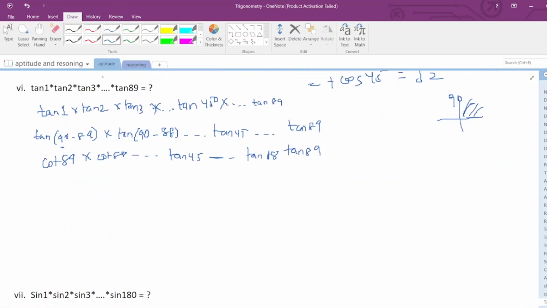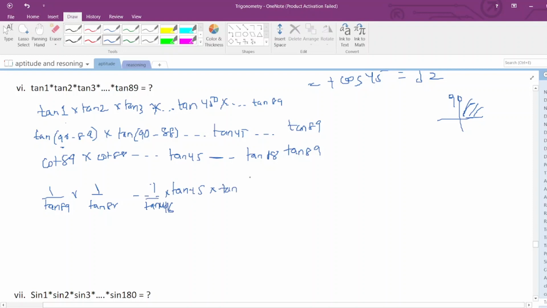See, can I cancel cot and tan, cot 89 and tan 89? Let's see, I can write cot as 1 by tan 89, into 1 by tan 88, and so on till tan 45, up to tan 44 I write here as 1 by tan 44, into tan 46, and so on tan 88 and tan 89. So this one and this one cancel, from 88 down to 46 they cancel, and I am left with only tan 45. So tan 45 is equal to 1. So the answer is 1.